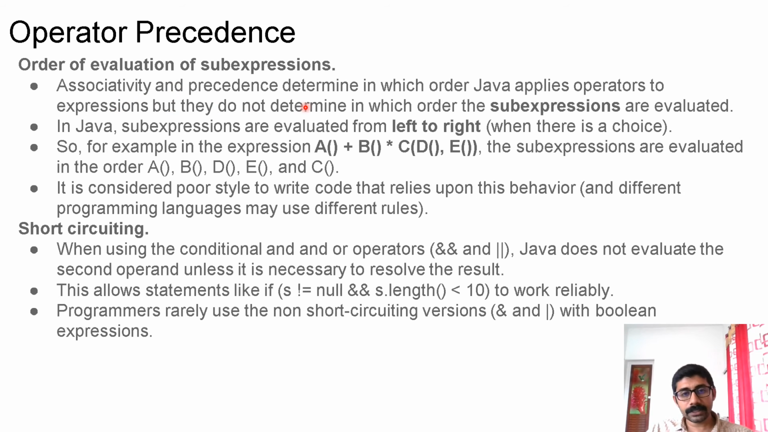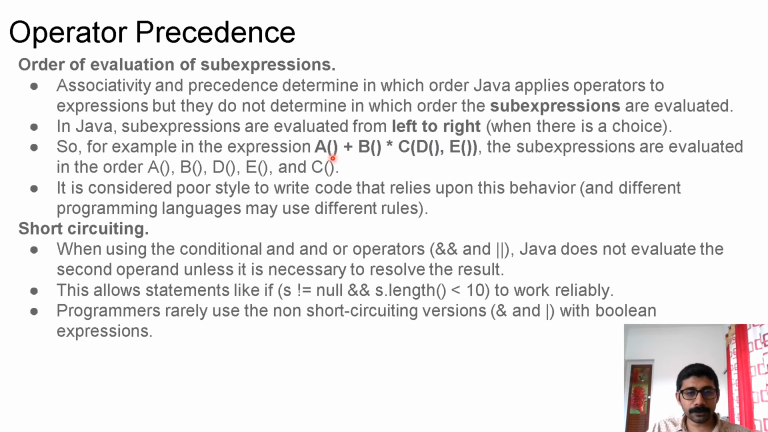Associativity and precedence determine in which order Java applies operators to expressions. In an expression, in which order I have to apply the operators is determined by associativity and precedence. But they do not determine in which order sub-expressions are evaluated. Sub-expression evaluation order is not based on associativity and precedence. In Java, sub-expressions are evaluated from left to right.